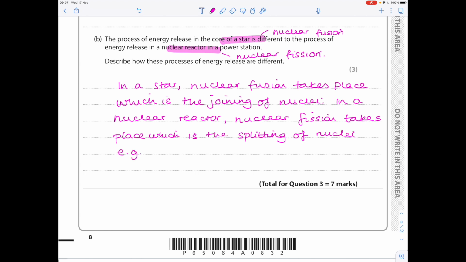And if you're feeling fancy, you can name what type of element has its nuclei split, such as uranium or plutonium.